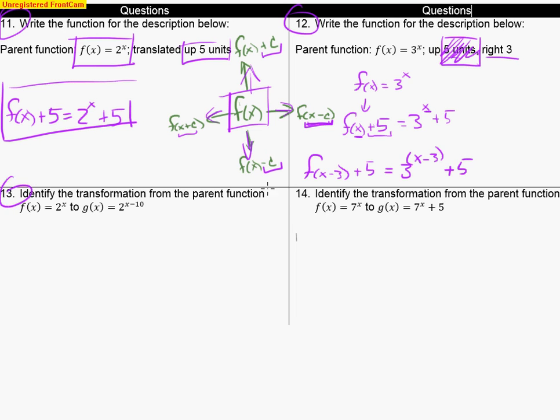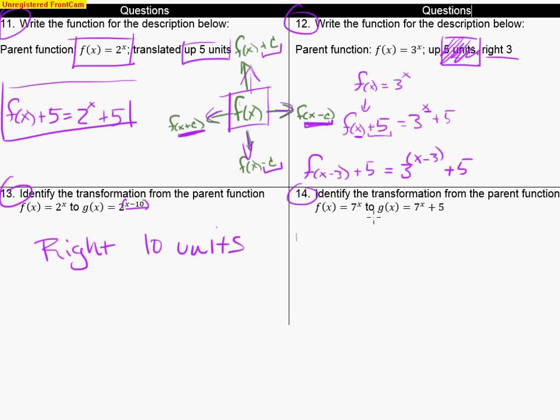Number 13 and number 14 are the reverse of this. First, they give us our function, and then they show us how we changed it. So, since my change happened to the x up here, I know that I'm doing one of these. I'm either going left if I'm adding, or right if I'm subtracting. And since I'm subtracting 10, my answer would be I move right 10 units.